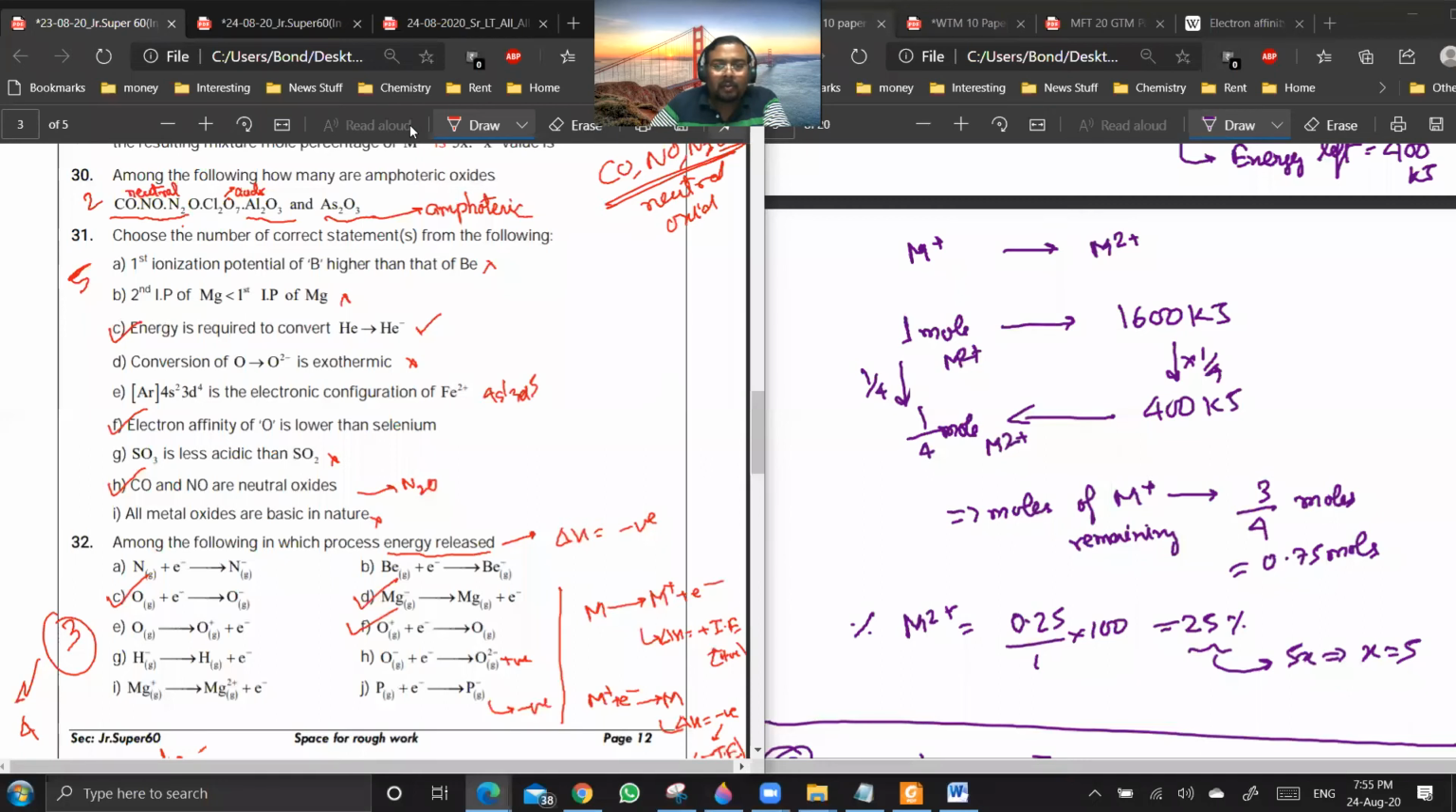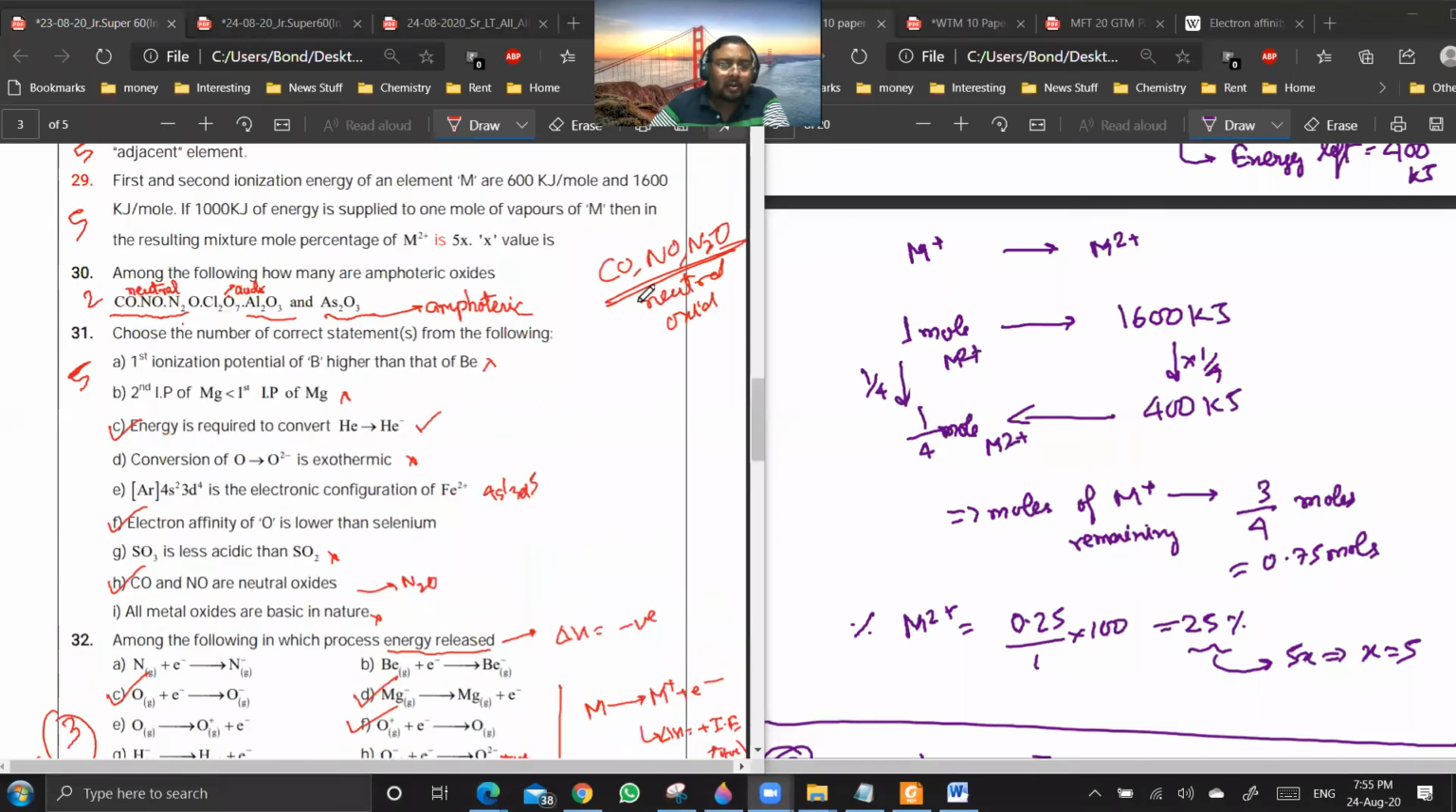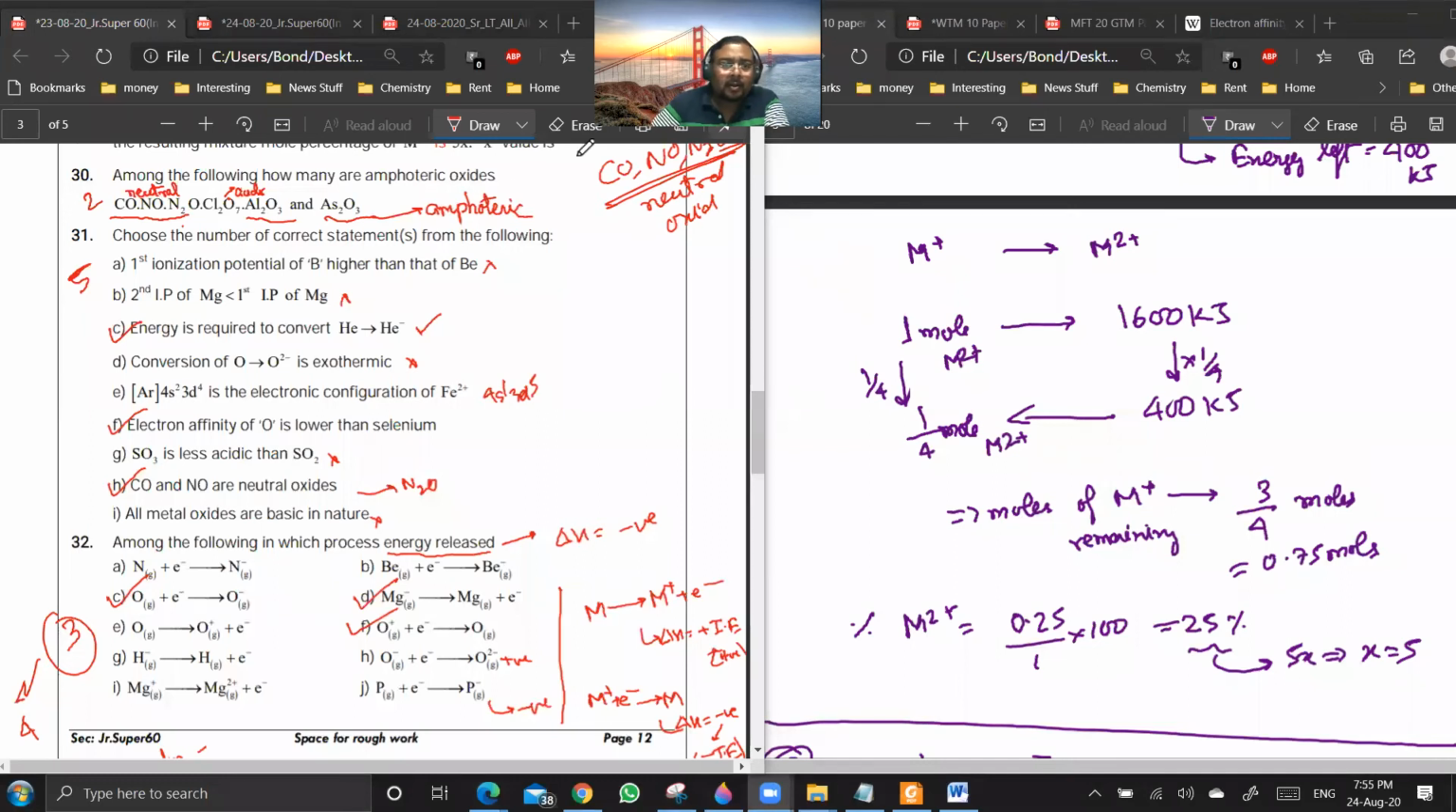How can we identify the neutral oxides? You have to know this actually. As you go through chemistry, you will be knowing these facts. Let me go through it one by one. First is A: first ionization energy of boron is higher than that of beryllium. That is incorrect. B: second ionization energy of magnesium is less than first ionization energy of magnesium. Incorrect. C: energy is required to convert He to He minus. That is correct. You have to give energy because He is a noble gas configuration. D: O to O2 minus is exothermic is incorrect. You have to actually give energy to make the O2 minus ion.